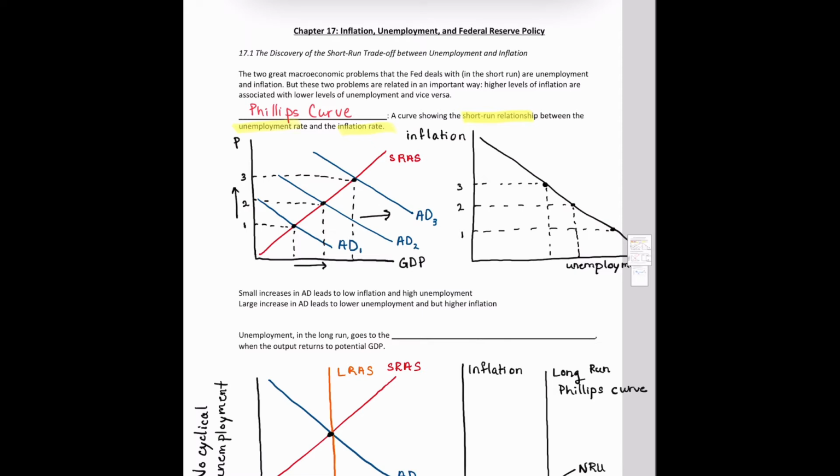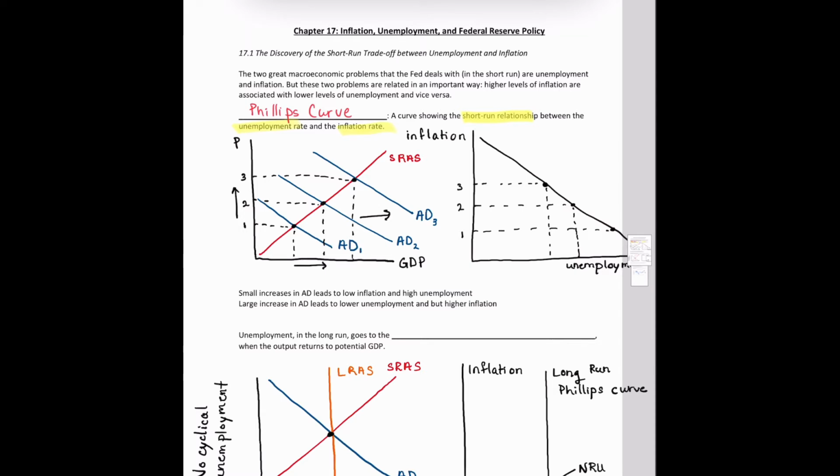So let's try to explain why there is a relationship between unemployment and inflation. So that's why we're using the Phillips curve. The Phillips curve is developed by a New Zealand economist, Phillips. Surprisingly, they always name these curves after whoever first identified the relationship. And it is a downward sloping curve.